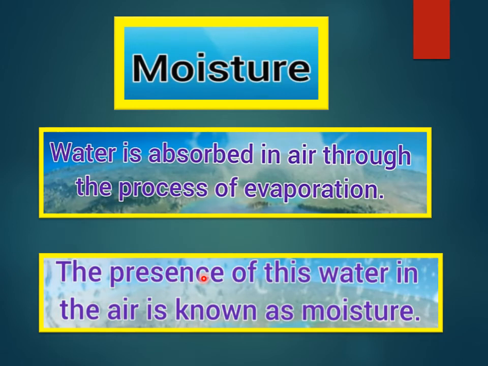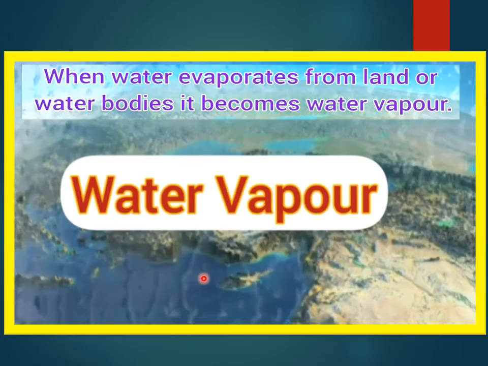Another important factor of weather and climate is moisture. Okay, water is absorbed in the air through the process of evaporation. How does the water come into the air? By the process of evaporation. So how can we define moisture? The presence of water in the air is known as moisture. When water evaporates from land or water bodies, it becomes water vapor.